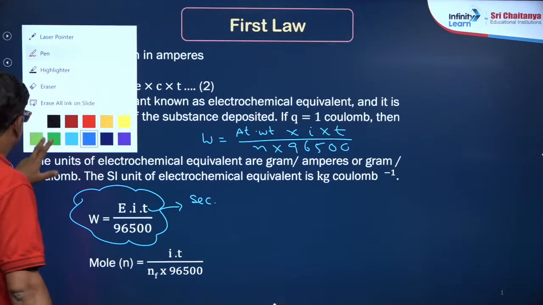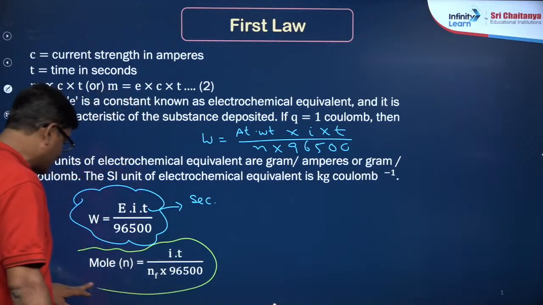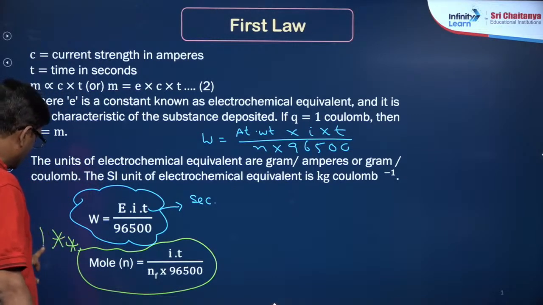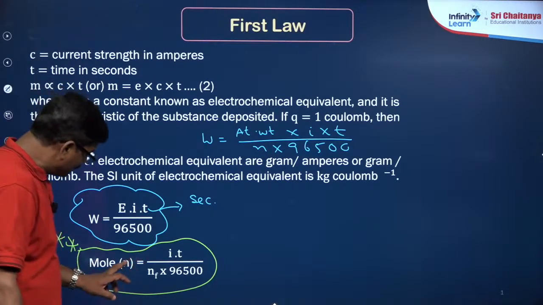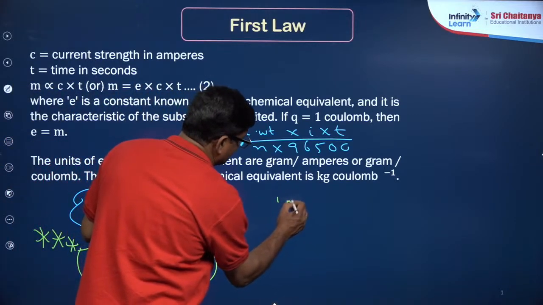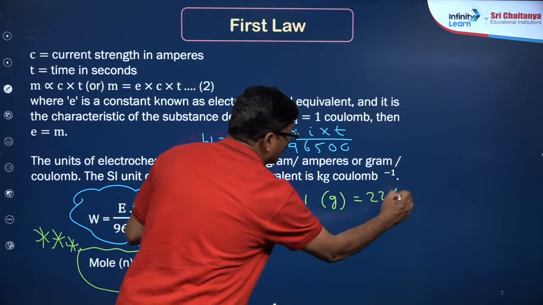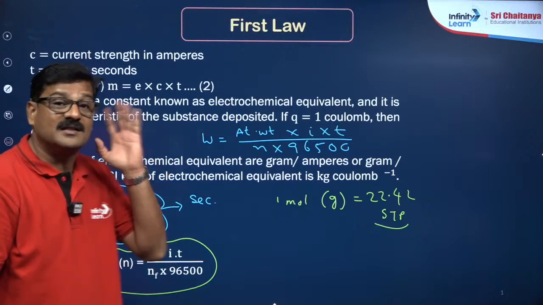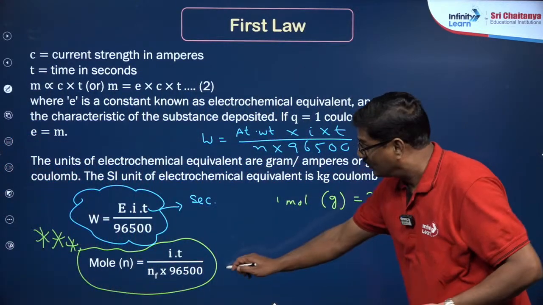Okay, you can say this is very important. You see, the number of moles of the substance that is deposited can be calculated based on this formula. If you calculate the number of moles, you can calculate the volume of the gas. Volume of 1 mole of gas is equal to 22.4 liters at STP. Understood? So calculate the volume of gas that is obtained. You can calculate from this particular formula.